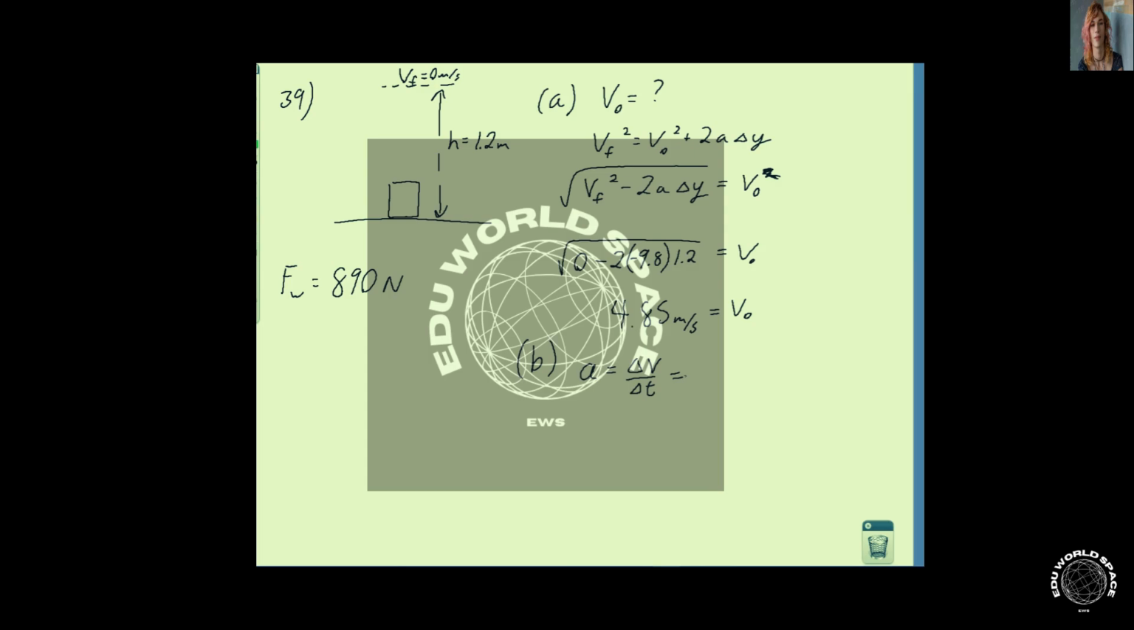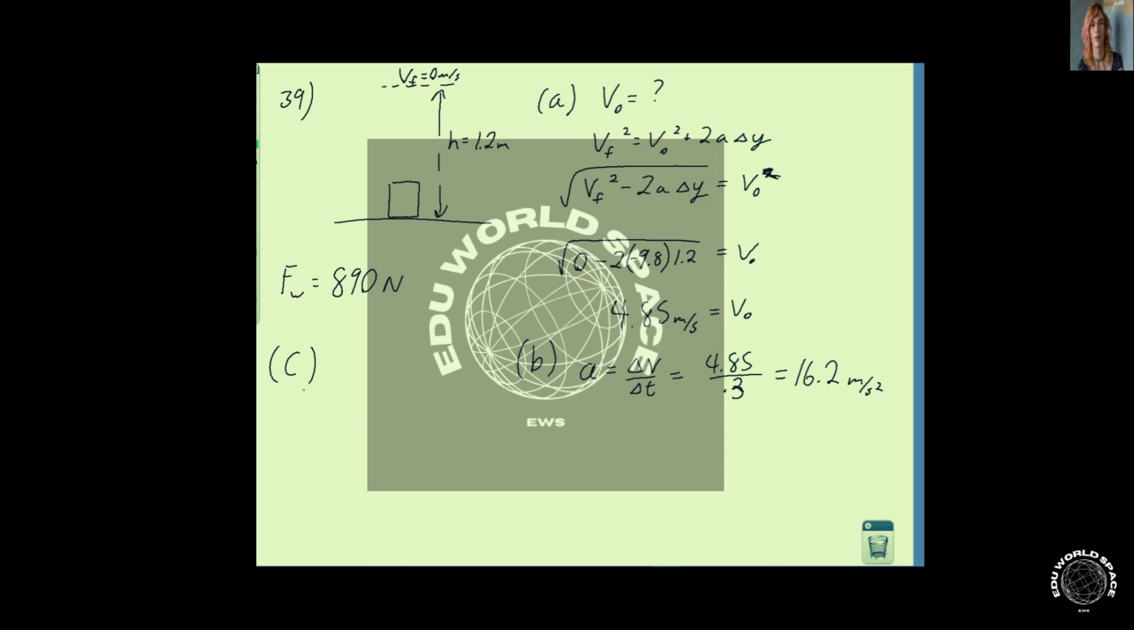So the change in velocity is 4.85, because he starts from 0 and reaches 4.85 the instant he leaves the ground, and the time they tell us is 0.3 seconds. So putting that into the calculator, we end up with 16.2 meters per second squared for the acceleration of the basketball player. Now part C wants to know what force the basketball player pushes on the ground with.